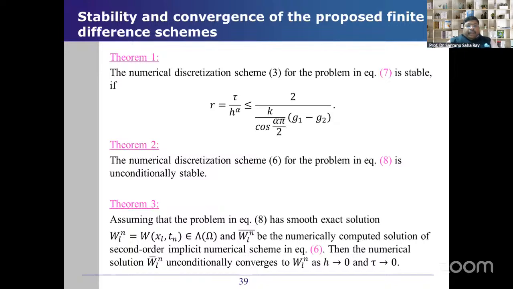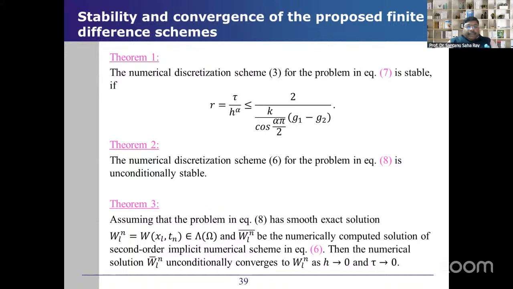Theorem 1 represents the stability condition for the explicit finite difference scheme for solving the Riesz fractional diffusion equation. Here the stability condition is that the mesh ratio R, that is tau by alpha h to the power alpha, should be less than or equal to 2 by k into g1 minus g2 by cos alpha pi by 2. This theorem has been proved in my paper, which was published in the Journal of Computational and Nonlinear Dynamics, an ASME journal.